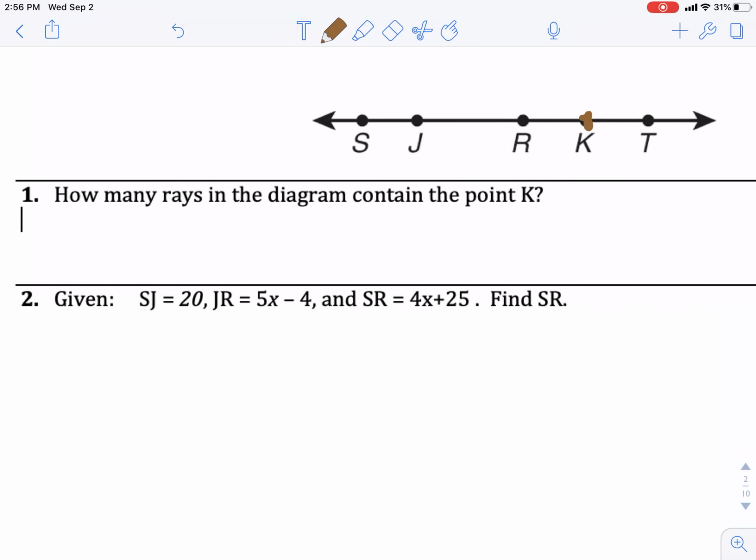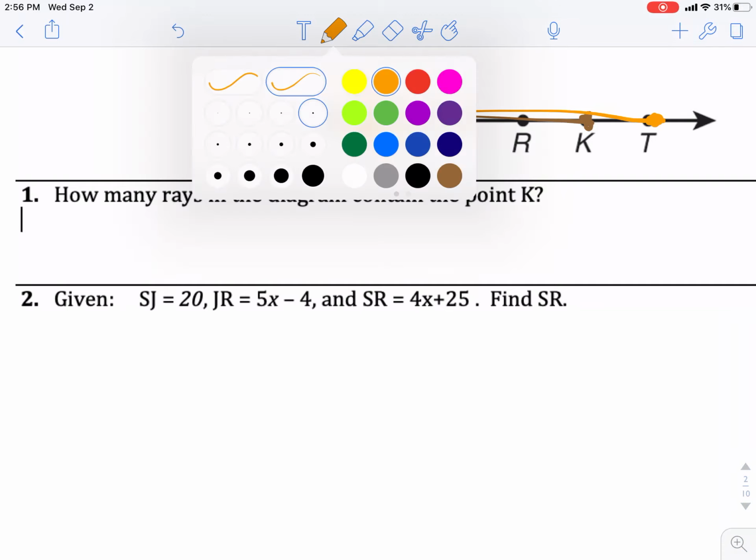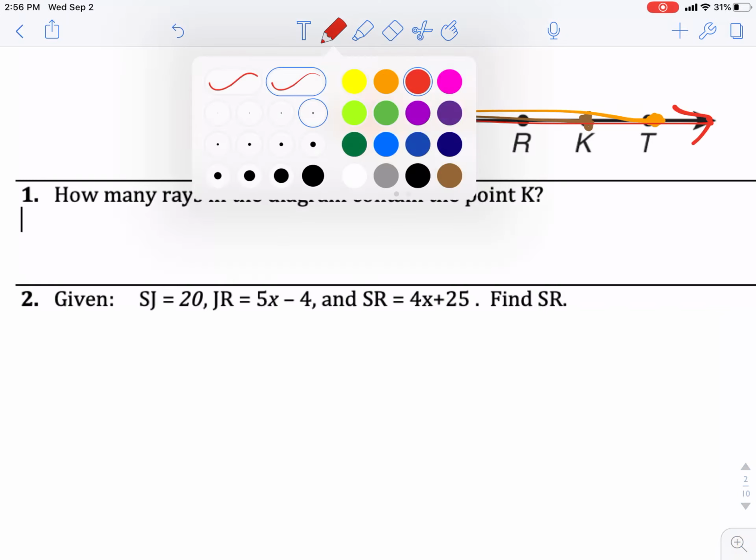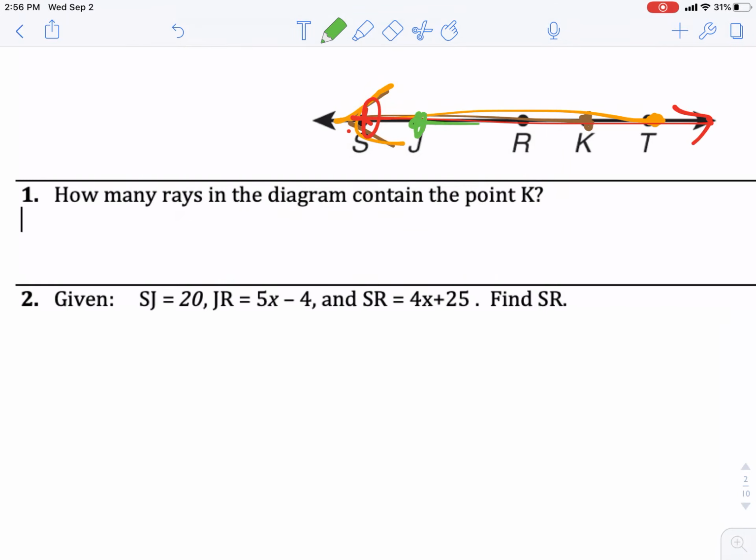Well, we got 1. It has to go through there, 2. And then S all the way through would be 3. J all the way through would be 4. R all the way through would be 5. And then K all the way through would be 6. Okay? So they have to contain point K.